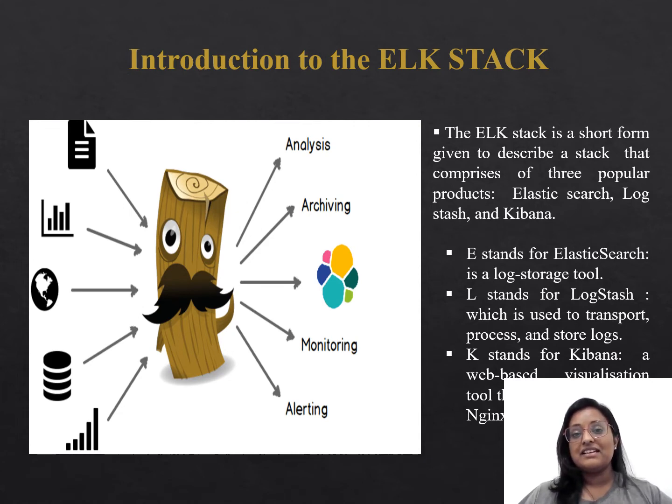Each letter in ELK stands for something. Now let us see what each letter in ELK is. E stands for Elasticsearch, and it is basically a log storage tool. L stands for Logstash, which is used to transport, process, and store the logs. And K stands for Kibana, a web-based visualization tool, which is usually hosted by Nginx or Apache.